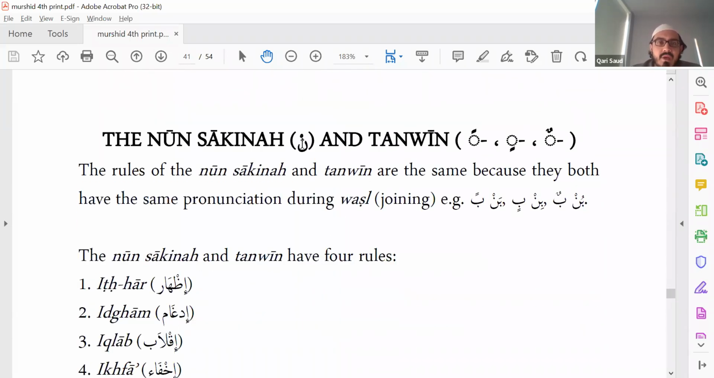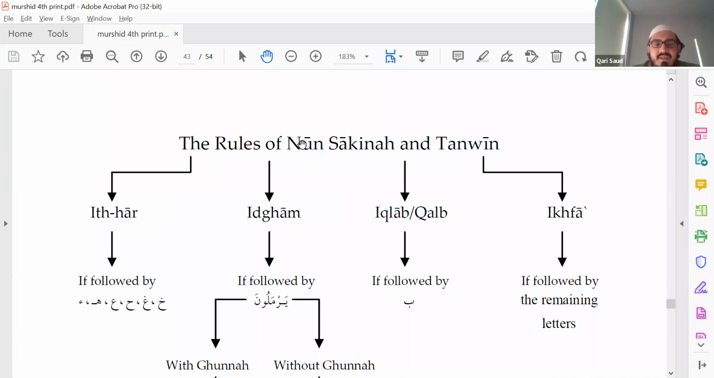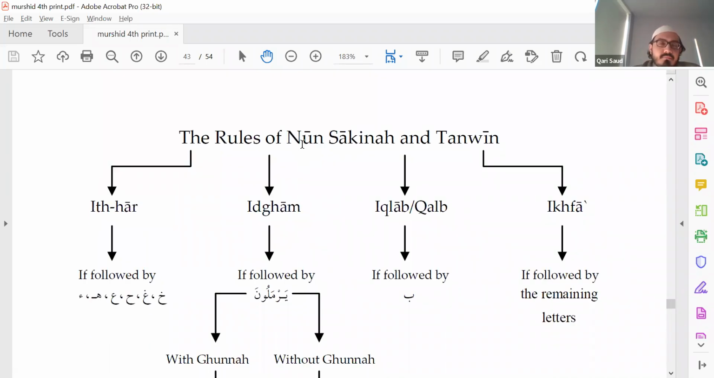Then we have noon sakina and tanween rules, and we said that noon sakin and tanween is the same thing because if you have, for example, I'll write it here once more. I know we've done this many times, but let's do it again. So if we have, for example, bun, ba with a dhamma, noon with a sukoon, this equals ba with two dhammas. Or ba with two fathas equals ba with a fatha and a noon on the second. So that's the exact same thing. That's why we say the rules of noon sakina and tanween.